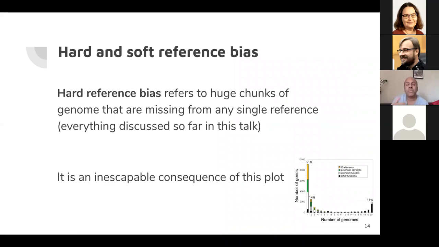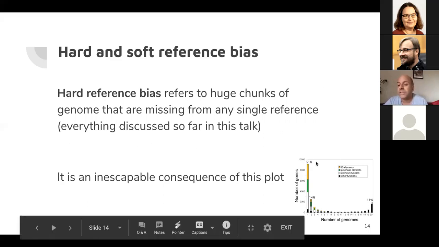I'm going to give us one bit of terminology, which is quite handy. I'm going to call hard reference bias this problem of having huge chunks of genome that are missing from any single reference. In other words, it doesn't matter what reference you choose, there are going to be chunks of genome missing and you're not going to be able to find stuff. That's inescapable. That's part of the biology.